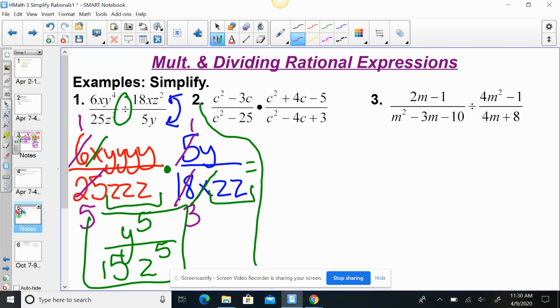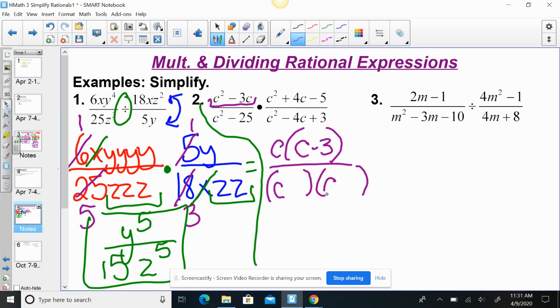Okay, so I am going to first factor. If I look at this first one, there is a GCF of c. So if I take a c out, that's going to leave me c minus 3. The denominator here is a difference of squares. So the square root of c squared is c. That's my a value. The square root of 25 is 5. That's my b value. And then I just want to do plus and minus.